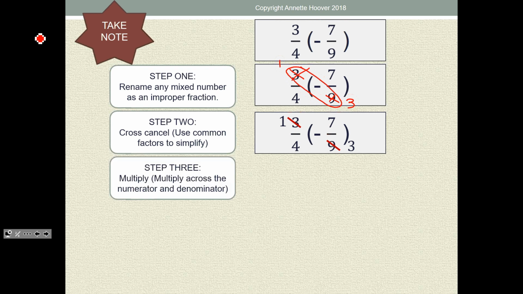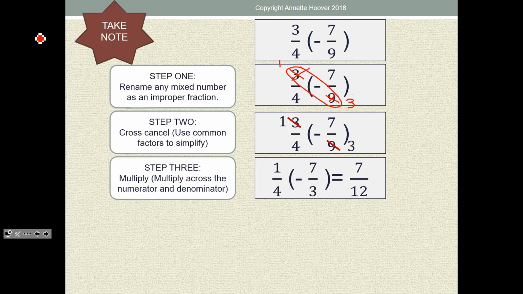The next step is we're ready to multiply. So now we multiply across the numerator. 1 times 7 equals 7, and 4 times 3 equals 12. So our answer is 7/12. It's not quite our final answer, but we are done multiplying.